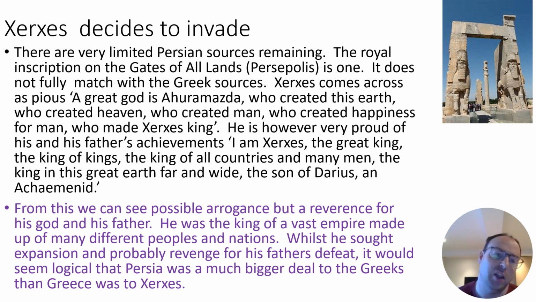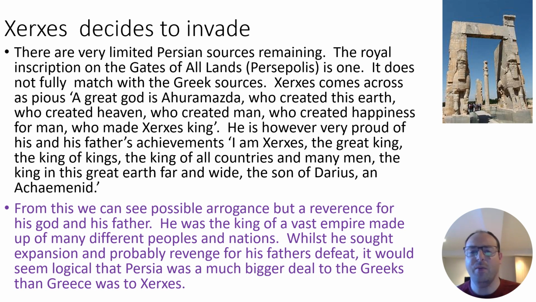He's very proud of his father's achievements. I am Xerxes, the great king of kings. Again, maybe some of the arrogance slipping out here. The king of all countries and of many men. The king in this great earth far and wide, son of Darius, and then again mention of the family name. So maybe some of this matches with this idea that we see in the Greek sources, but also there are some important bits in here.